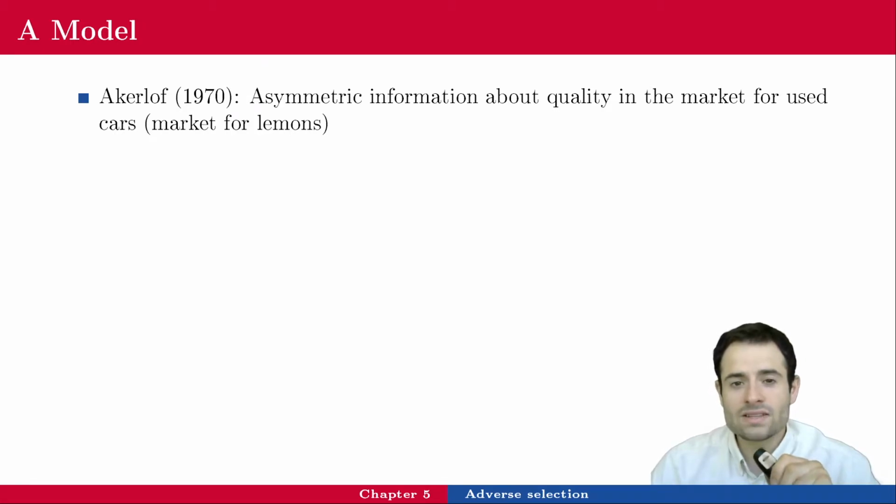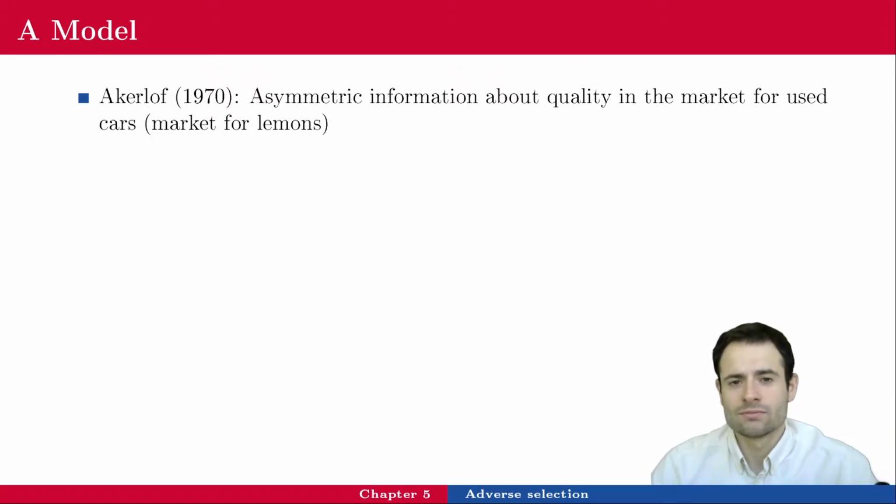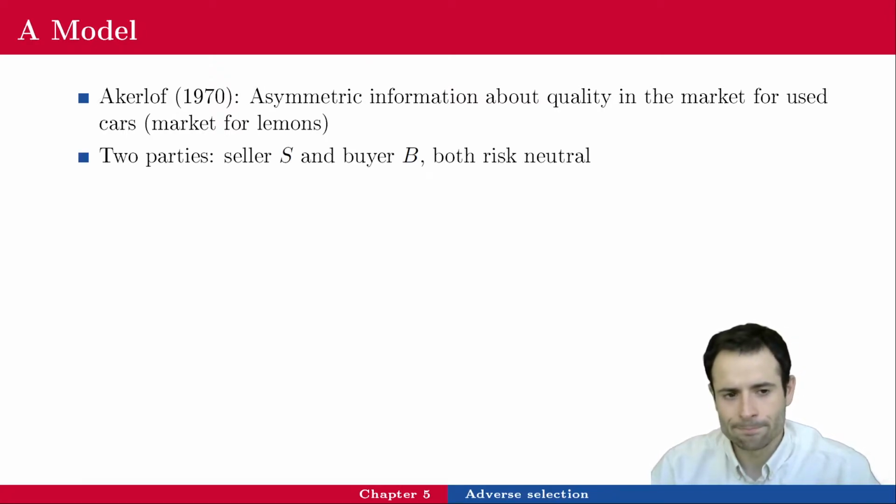George Akerlof in 1970 made the first asymmetric information model, where he talked about the asymmetric information about the quality of a car in the market for used cars, hence the name Market for Lemons. Akerlof, by the way, got the Nobel Prize in 2001 with Joseph Stiglitz, precisely for that contribution and the rest of his contributions to the literature.